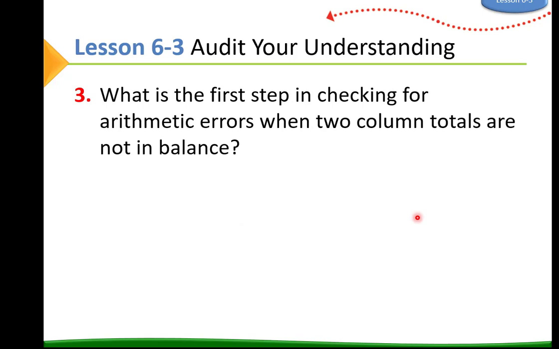What is the first step for checking for arithmetic errors? The two column totals are not in balance. You want to first find the difference.